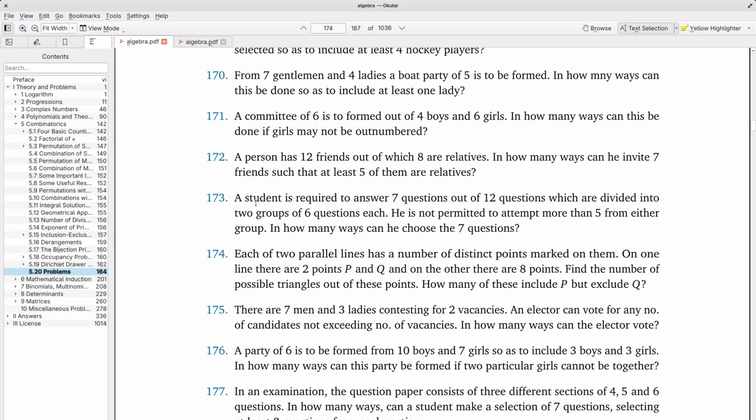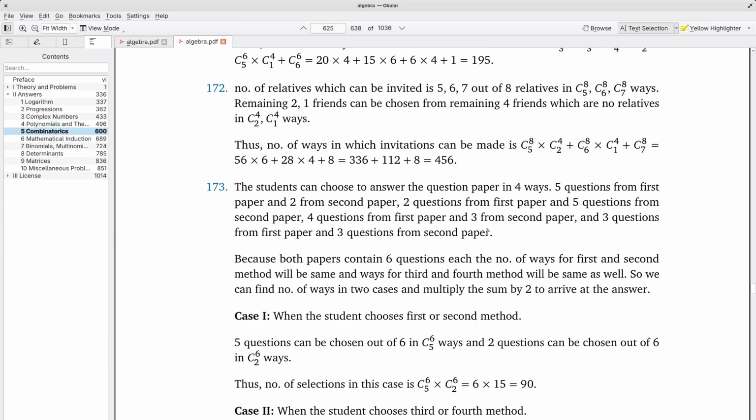Question 173 says that a student is required to answer 7 questions out of 12 questions, which are divided into 2 groups of 6 questions each. He is not permitted to attempt more than 5 from either group. In how many ways can he choose the 7 questions?